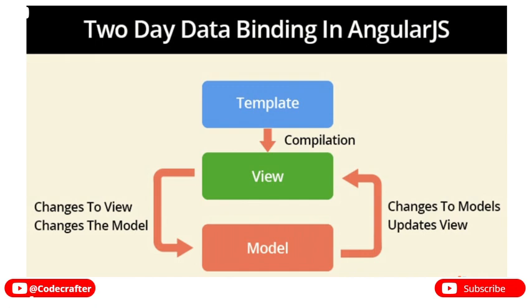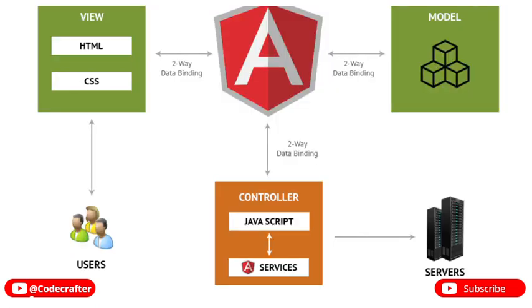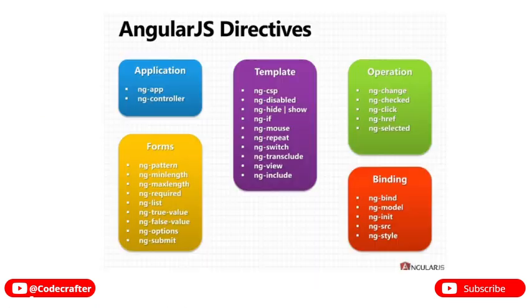Features of AngularJS. Two-way data binding. AngularJS synchronizes the data between the model and the view automatically, which means any changes in the model are instantly reflected in the view and vice versa. MVC architecture. AngularJS follows the Model View Controller, MVC, architectural pattern, where the model represents the data, the view displays the data, and the controller manages the data and business logic.